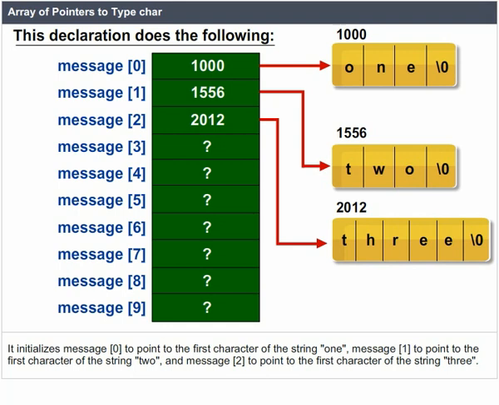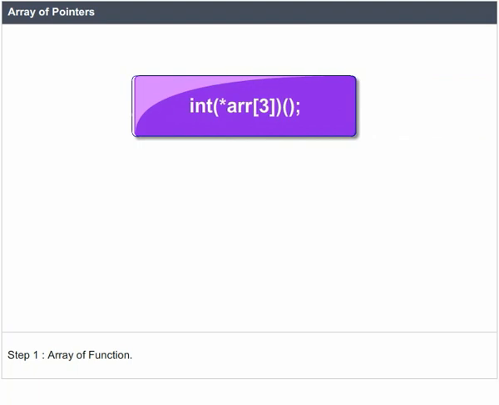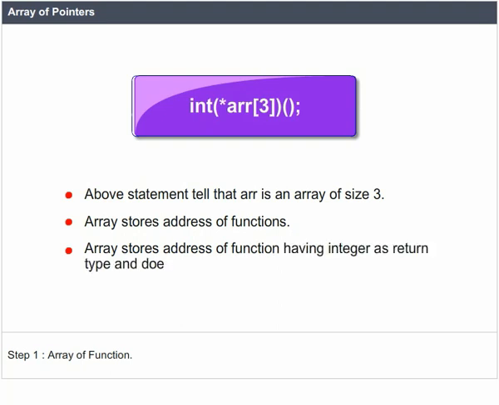Array of function pointers. Step 1. Array of functions: int (*arr[3])(); The above statement tells that arr is an array of size 3. The array stores addresses of functions. It stores the address of functions having an integer return type and not taking any parameter.